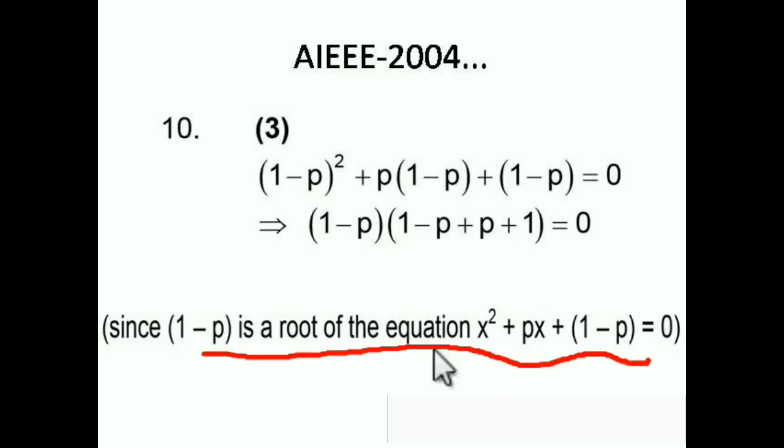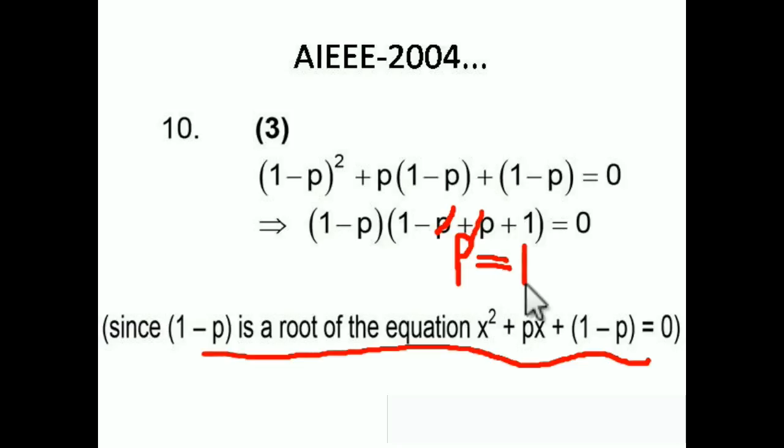So it becomes (1 minus p) square plus p into (1 minus p) plus (1 minus p) is equal to 0. 1 minus p gets common out for all the three terms. So we are left with 1 minus p here, plus p here, and 1 here. Now this p and this p cancel out. So I have 1 plus 1, that is 2. 2 into (1 minus p) is equal to 0. That means p is equal to 1. I have this value, p is equal to 1.